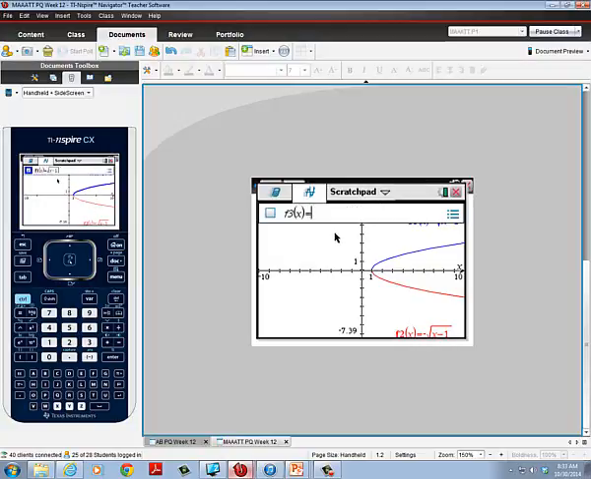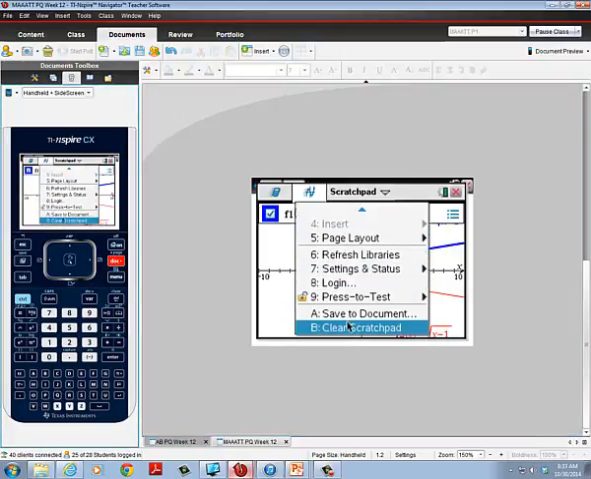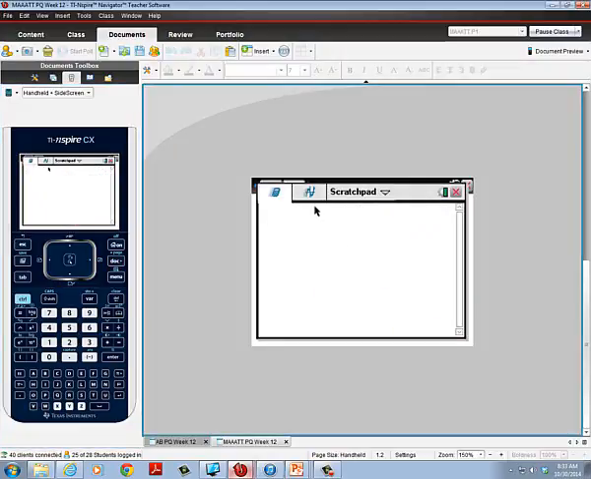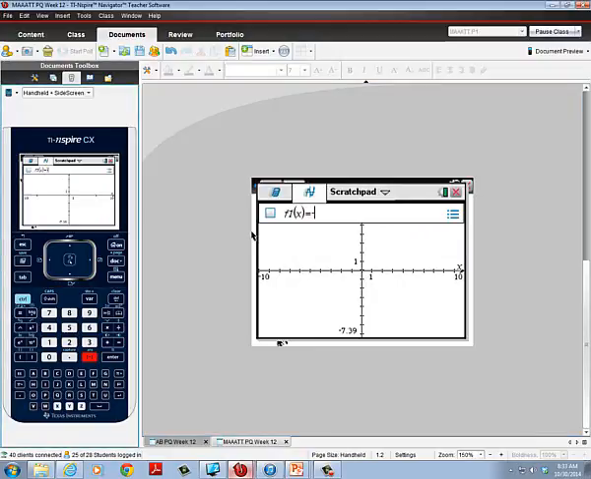Alright, let's type the other one in. So get rid of these two. You could do a doc B, right? Doc B clears the scratch pad. Okay, and the second one was negative x squared, x squared, and it was plus 1, right?